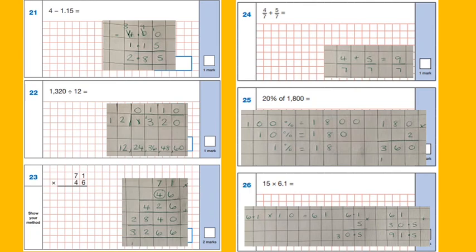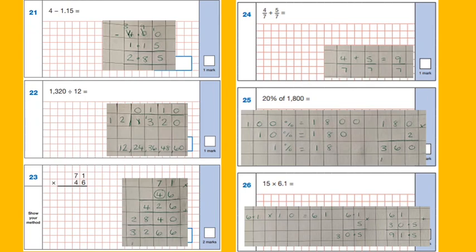Moving on to 25, 20% of 1,800. First thing I did was find 10% of that by dividing my number by 10, which is 180. So if 10% is 180 and I want to find 20%, I'm just going to multiply 180 by 2, which gives me 360. You could have done that without a method if you just realised that you could do 18 times 2 and then times your answer by 10 to get 360.